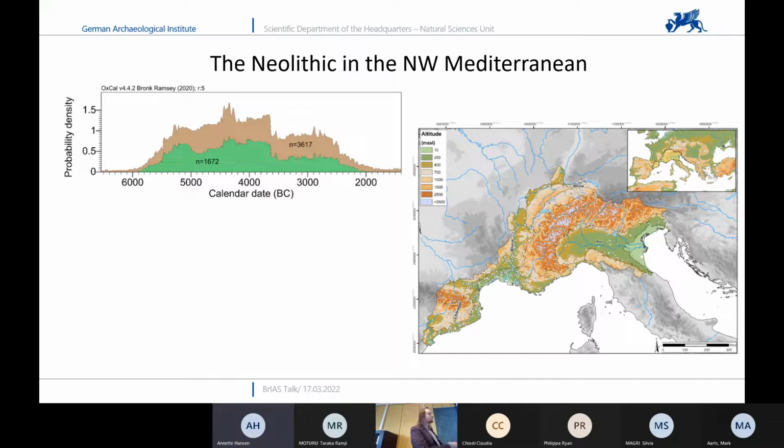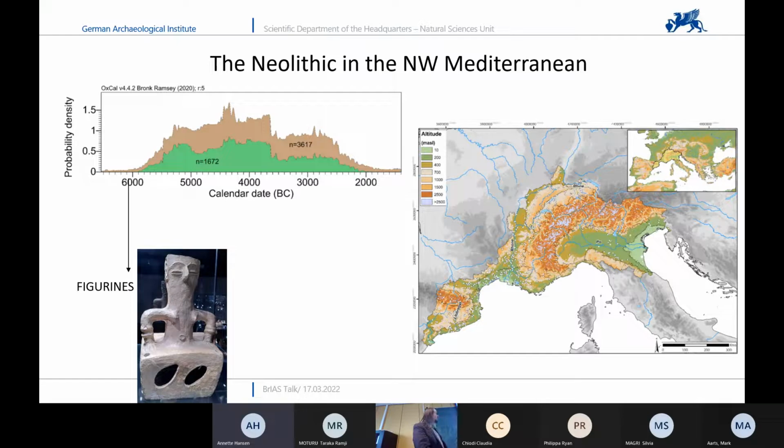What you see here is what we call the summed radiocarbon probability distributions, which basically is adding up the whole probability distribution of each radiocarbon date ever done in this area, so that you get a curve that indicates intensity of activity being dated at the time. So you get a very quick overview on an archaeological phenomenon.